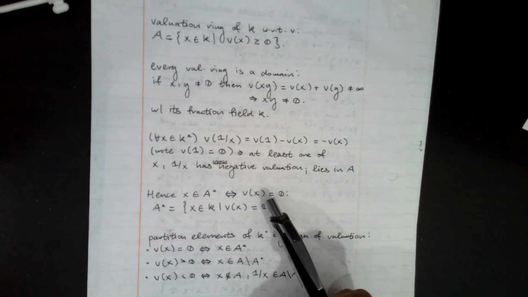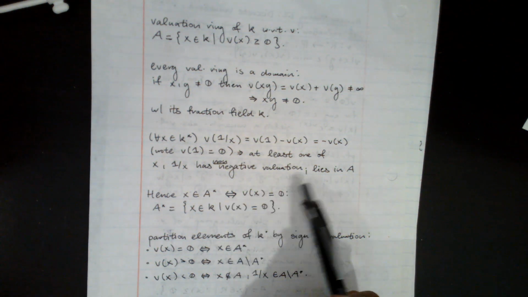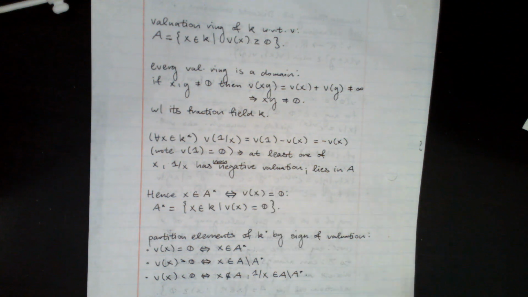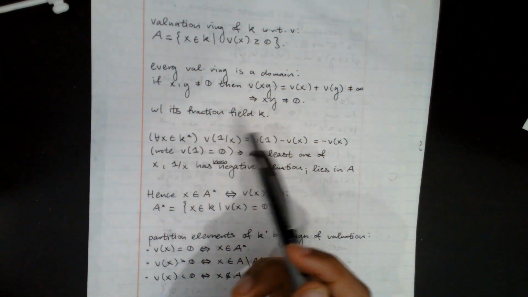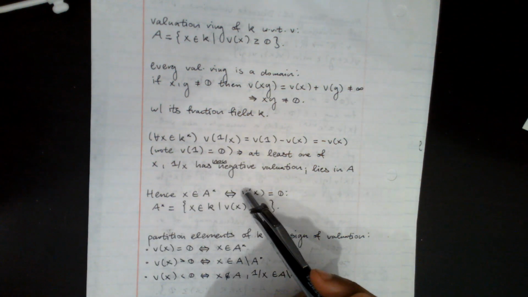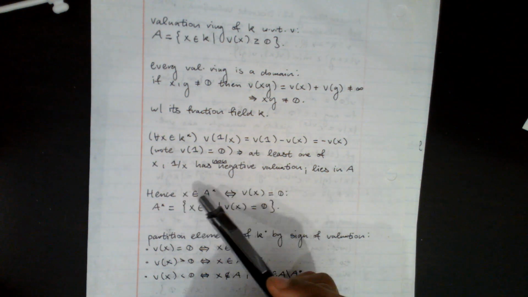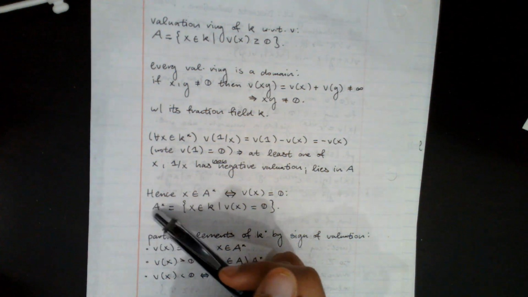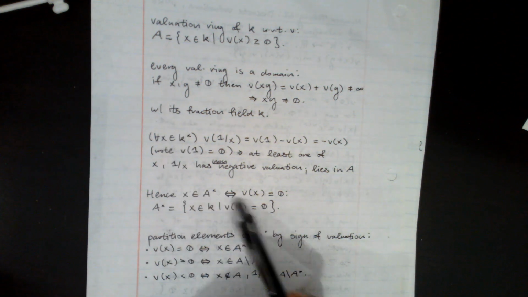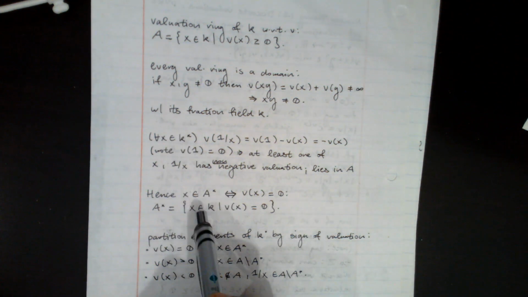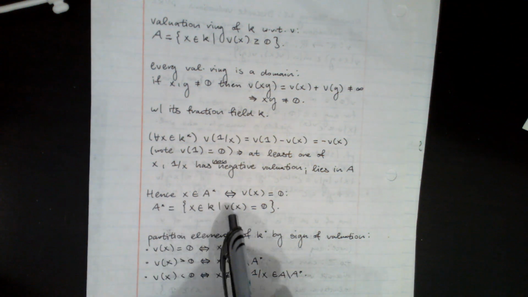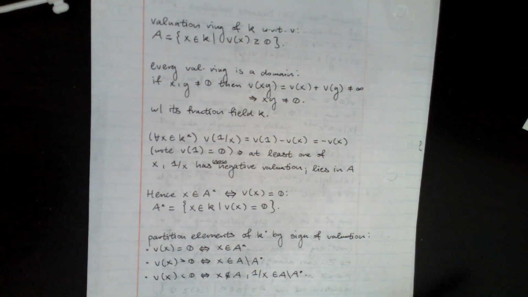So the only way for this to be possible is if we have 0 equals negative 0, right? So the number has to be equal to its additive inverse. So v of x has to be equal to 0 to be a necessary and sufficient condition to be a unit in A. We look at this unit group, and we note it down and characterize it as the group of all x in k whose valuation is 0.